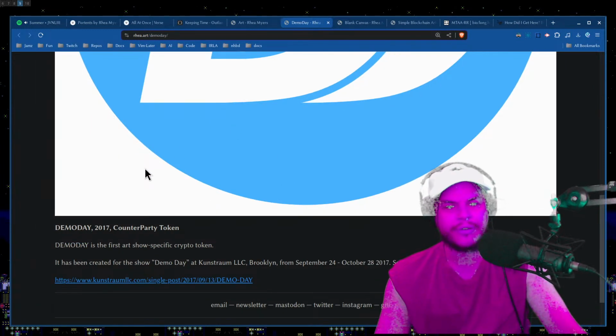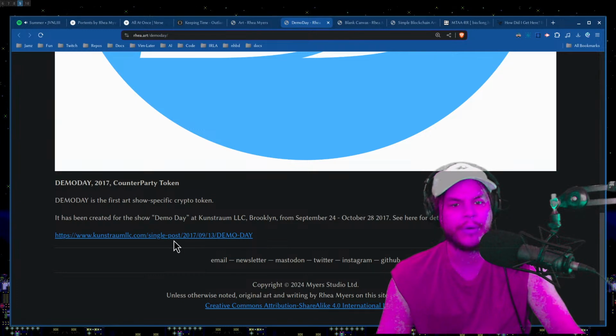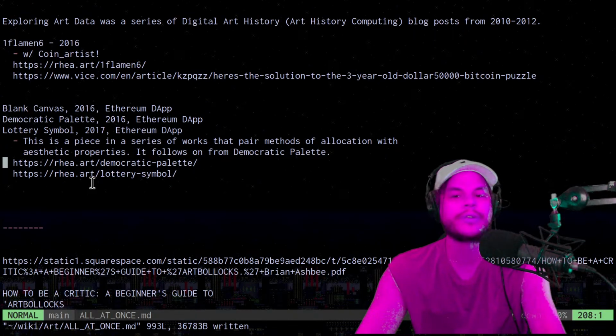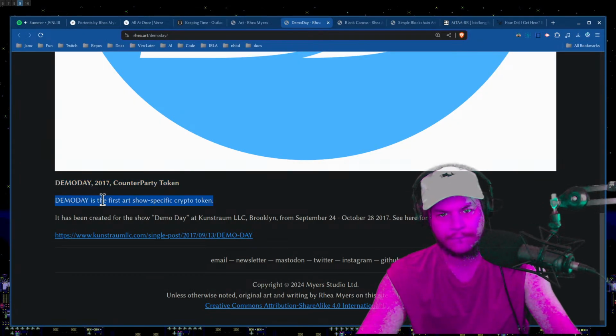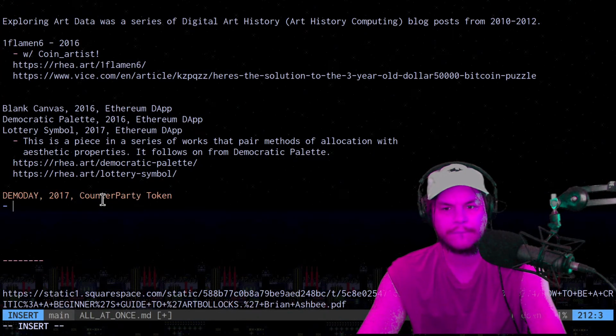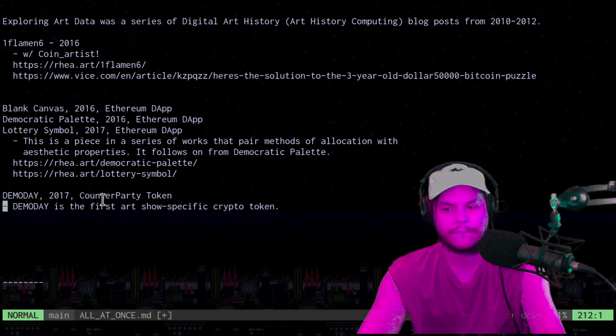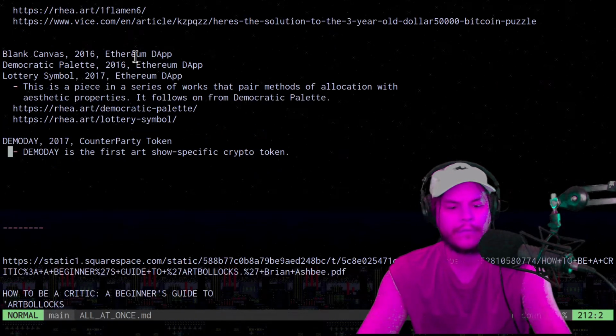Counterparty token. Demo Day is the first show-specific crypto token. It was created just for the show Demo Day. This is the first time we created a token just for a show. A token just for a show. Love that.